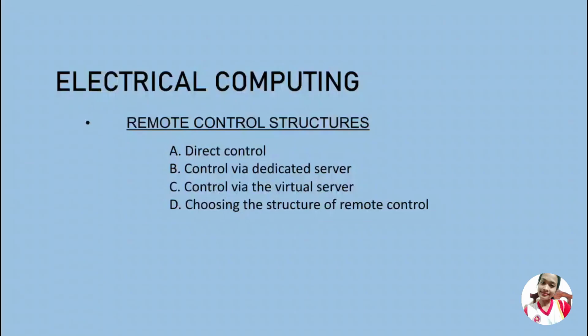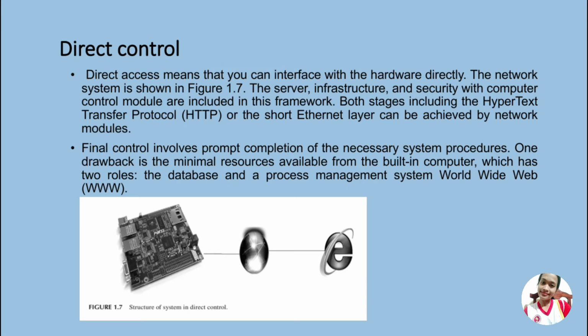Electrical computing. So electrical computing tackles remote control structures, which has 4 topics, namely direct control, control via dedicated server, control via the virtual server, and choosing the structure of remote control. So direct control. Direct access means that you can interface with the hardware directly. The network system is shown in figure 1.7.